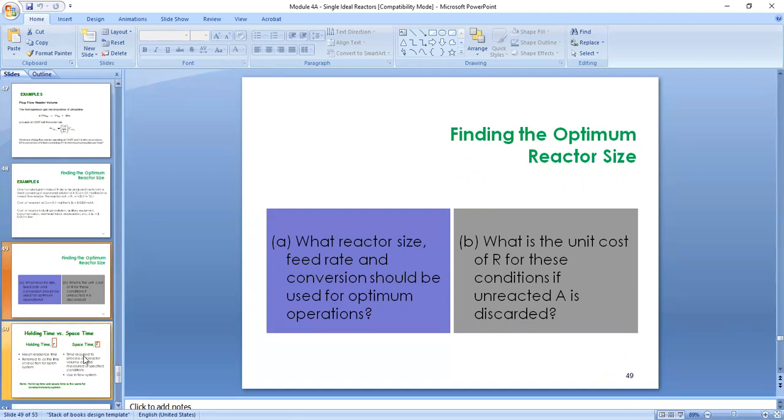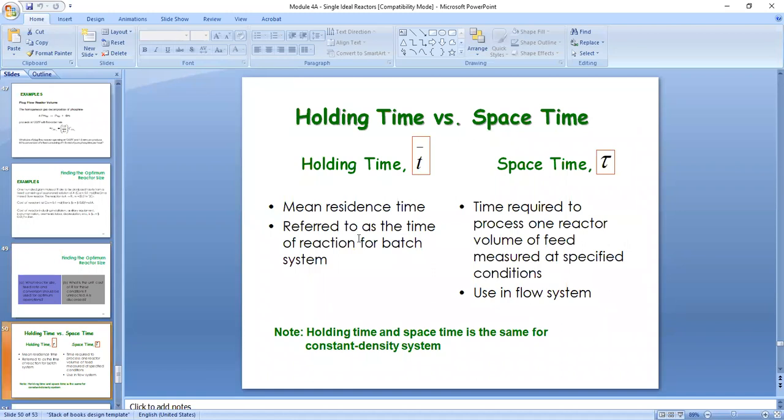Now, the last part of this slide is just a comparison on how to distinguish the holding time, or the T with the bar, and the space time. The holding time is often used for batch system. So this is the mean residence time inside your reactor of the process volume of your system. Most often it's for a liquid system, so referred to as the time of reaction for a batch system.